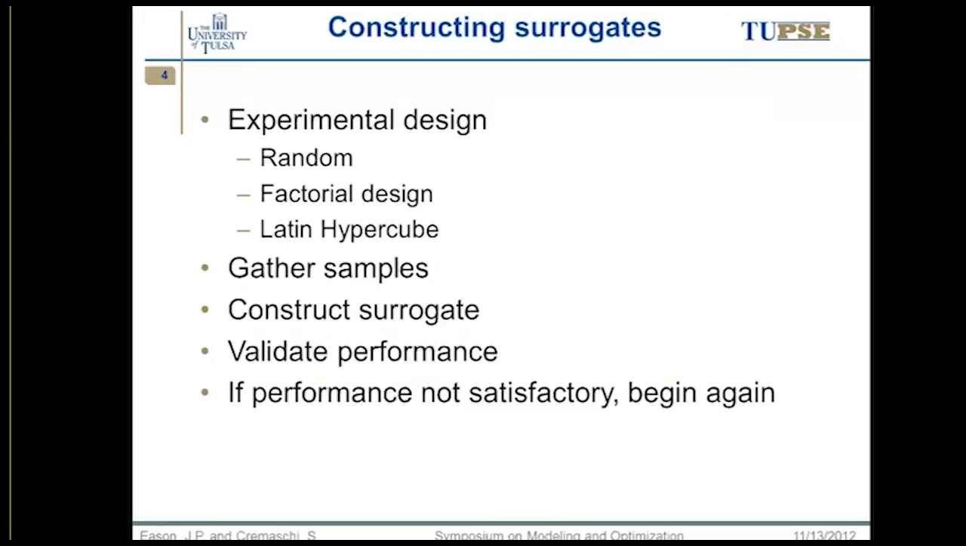So the traditional method of constructing a surrogate model involved selecting an experimental design, traditionally some random sampling, a factorial design, or a Latin Hypercube design, gathering samples from some complex function at these points from your experimental design, constructing the surrogate to fit to those points, validating the performance of your surrogate, and then if the performance isn't satisfactory, you begin again with a new experimental design, a larger sample size, or a more complex surrogate to model the behavior.